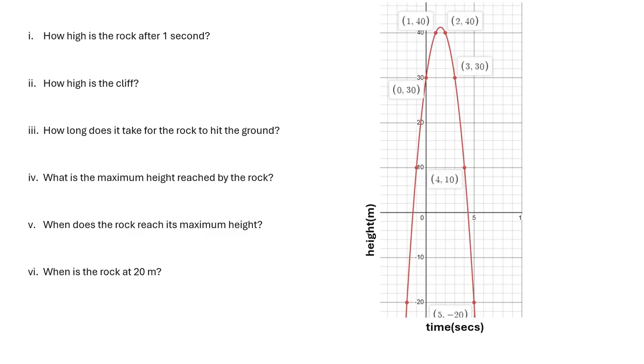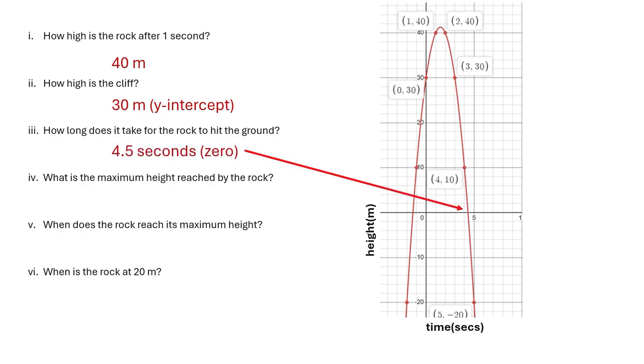The first one is, how high is the rock after 1 second? Well, we simply move along the x-axis to the 1 second mark, and we can see that it crosses the graph at the 40 meter mark. And then we're asked, how high is the cliff? Well, we have to assume that at the 0 second mark, the rock is being thrown from the cliff. So whatever our rock height is at 0 seconds is going to be the height of the cliff.